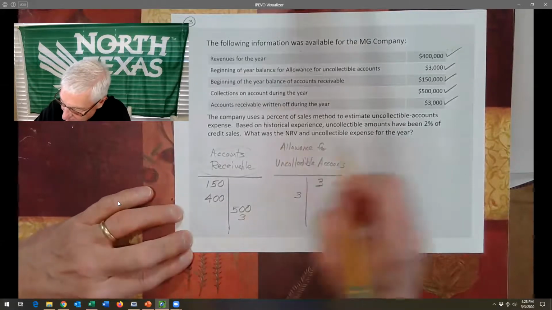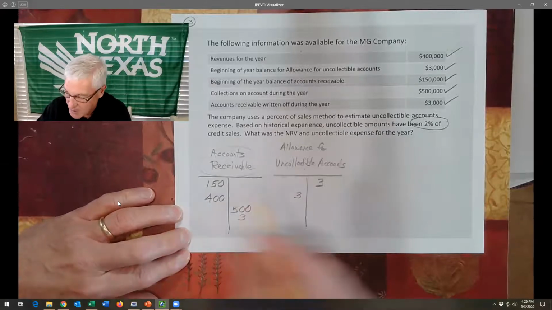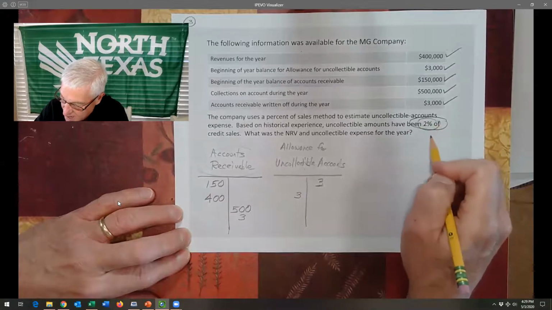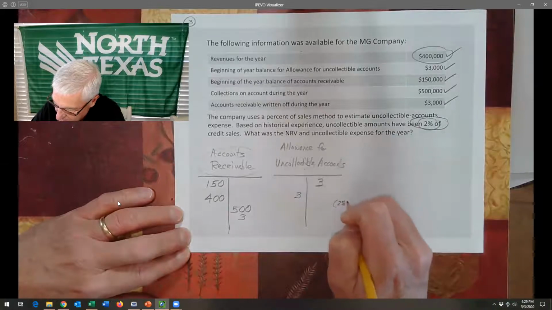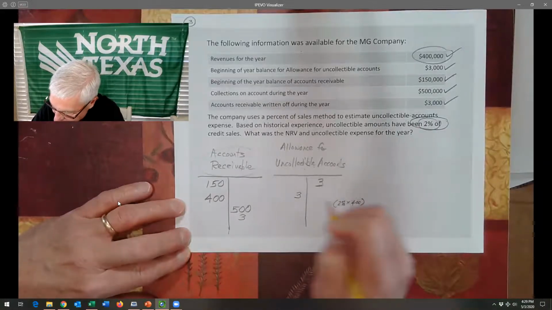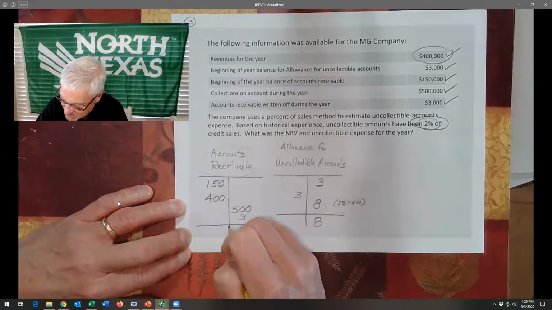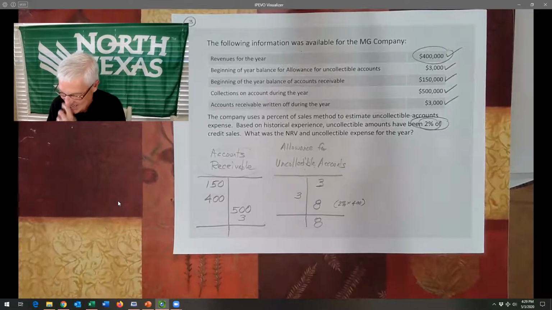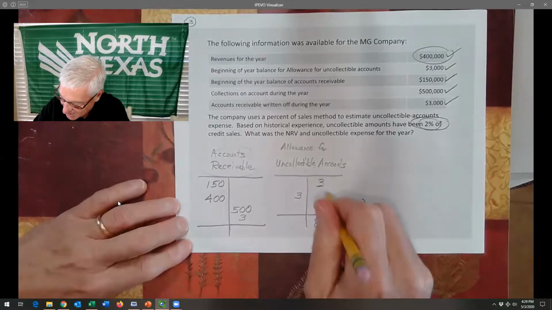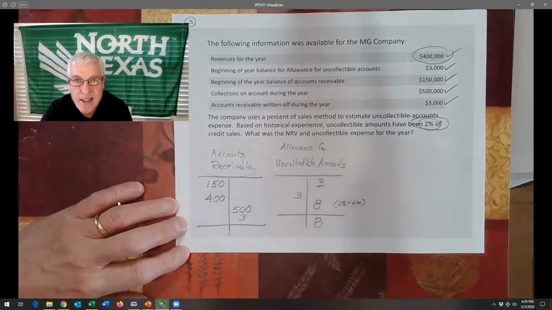And so the last entry, I've got to go calculate my uncollectible expense. I got to debit uncollectible expense, and I got to credit the allowance for uncollectible. So 2% times credit sales, 400,000. So 2% times 400. Well, I can get that: 8. See how easy the math is here? You don't have to be a rocket scientist to do accounting. That's why I'm an accountant. I'm not smart enough to be a rocket scientist. So my ending, now we're done. I got 3 minus 3, 0, plus 8. So I end with the allowance account with an $8,000 balance.